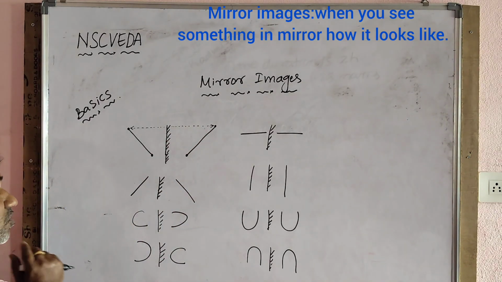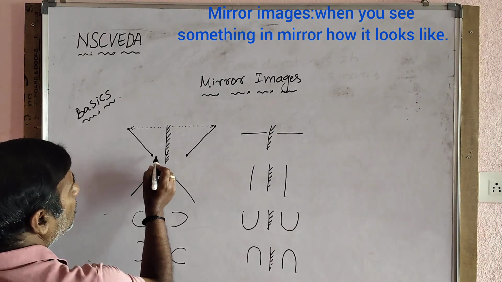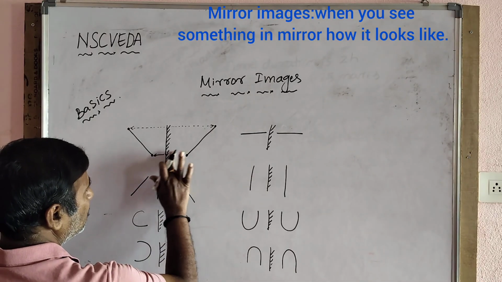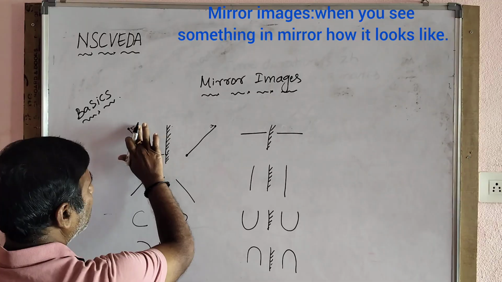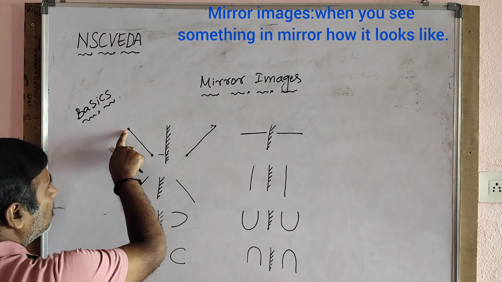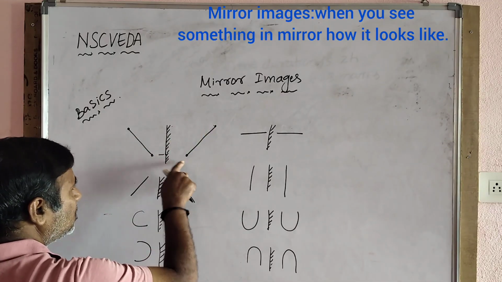So far is seen far, near is seen near. That's what I explained. Here also, whatever the distance is here, the same distance will be there. Because of that, the left slanting line has become the right slanting line. What you should know here is this point's image is this point, and this point's image is this point.